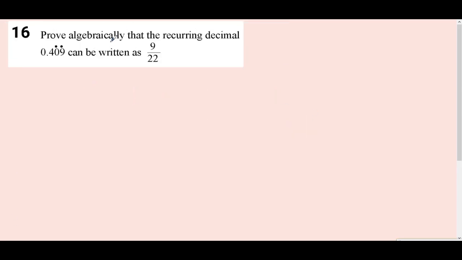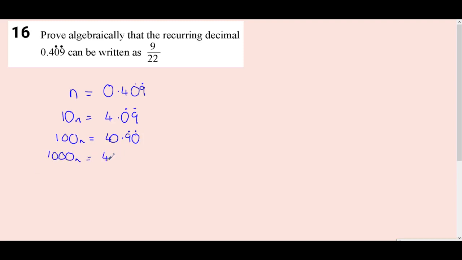For question 16, we're asked to prove algebraically that the recurring decimal 0.409 with the 09 recurring can be written as 9/22. So we start, we'll call n equal to 0.4090909 recurring. Therefore, 10n would be 4.09 with the 09 recurring. 100n would equal 40.90 with the 90 recurring. And 1000n would equal 409.09 with the 09 recurring.